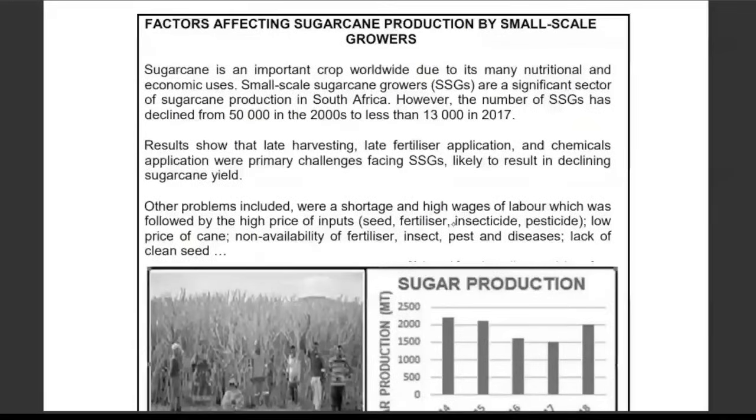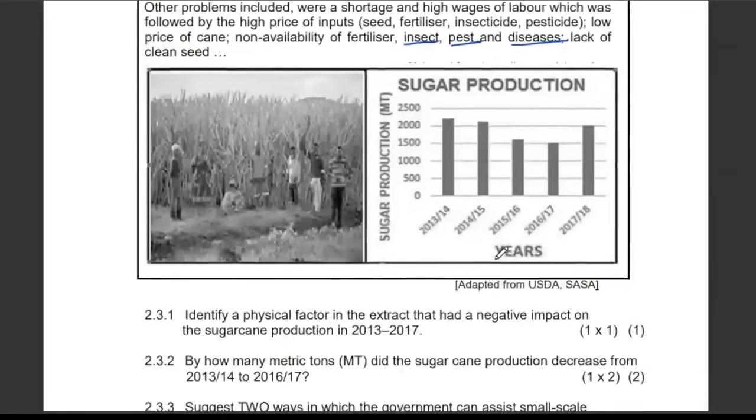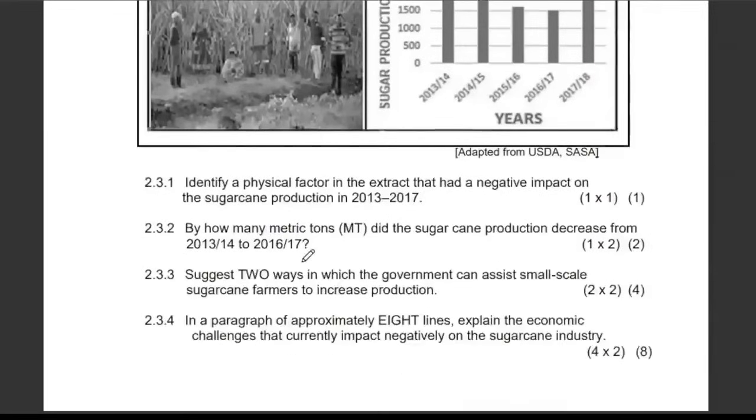Insects are natural. Pests are natural. And diseases are natural. Lack of clean seed, those ones are economic. So if we check, we only want things which are natural or physical because our question is specifically asking on physical challenges. So the insect, the pest, and the diseases are the ones which are natural. So any one of those.